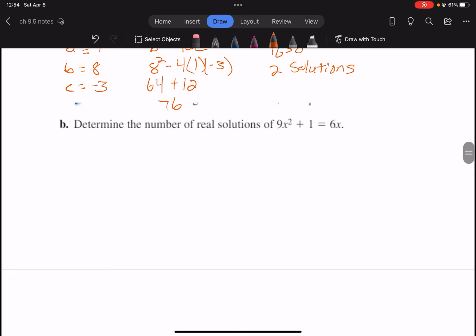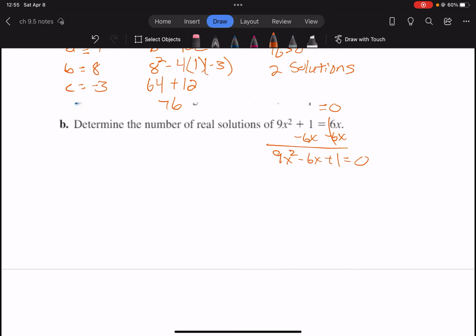Same thing here. I'm going to go ahead and move that 6 over. So I want to make sure it equals 0. So when you're doing the quadratic formula, it has to equal 0. And the easiest thing to move is the 6. So I'll go ahead and move the 6x. So I subtract 6x from both sides. Cancels out there. Nothing combined. So you got 9x squared minus 6x plus 1 equals 0.